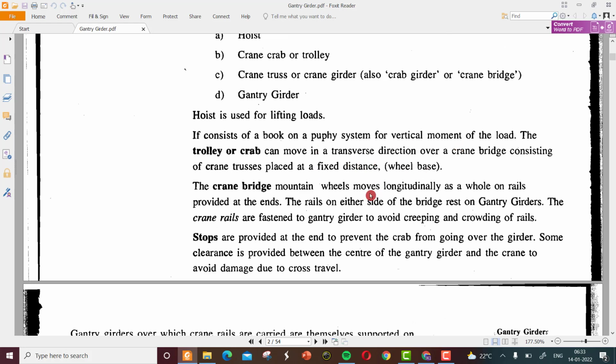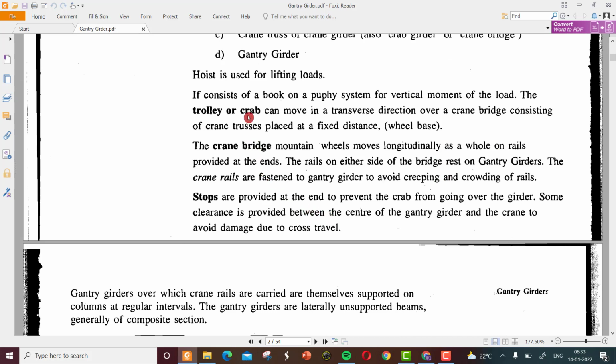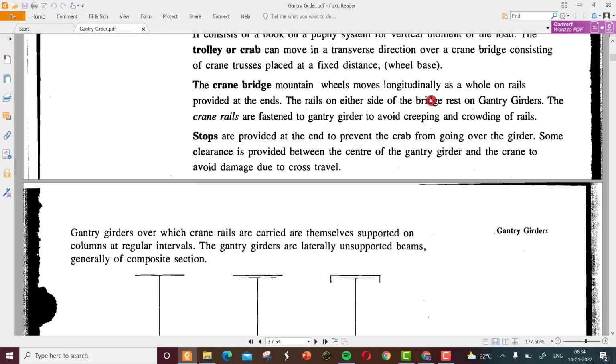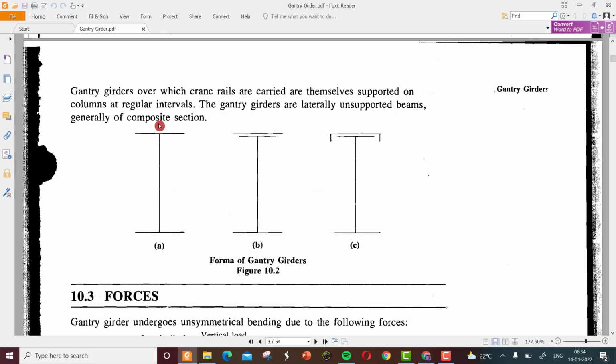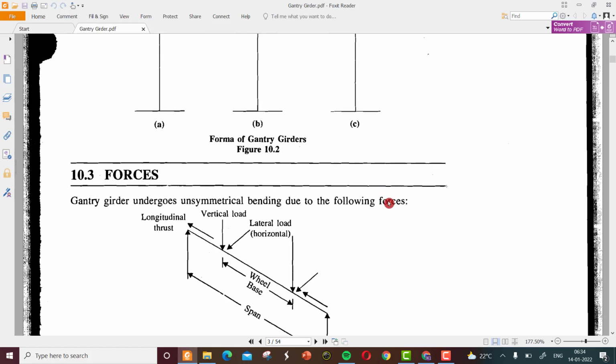So you can read through this basic theory part. It tells about the need of a trolley or crab. It can move in the transverse direction, and the crane bridge can move in the longitudinal direction, which we discussed. And these are the different forms of gantry girders. It will be a big I section with an additional plate over the top and with a channel section. This will increase the capacity of the sections.